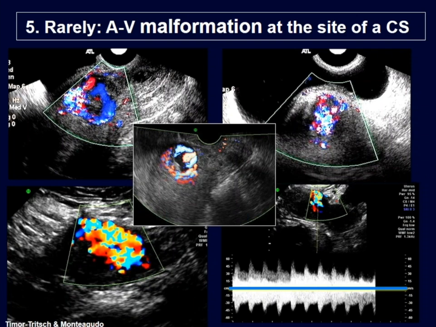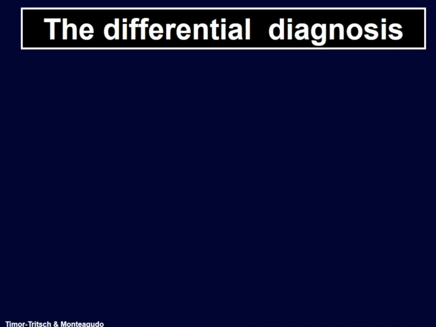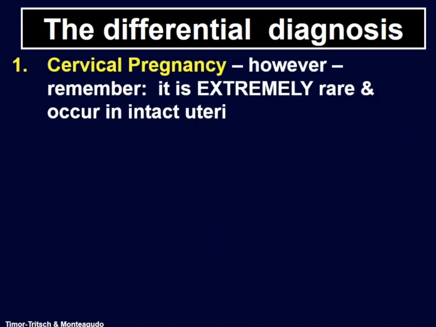At times, rarely, an AV malformation is seen at the site of the cesarean section scar. That can be recognized by its rich vascularization and also by its high peak systolic velocity if you do measurements of that, as well as a low, high resistance index. The differential diagnosis, first of all, is a cervical pregnancy.